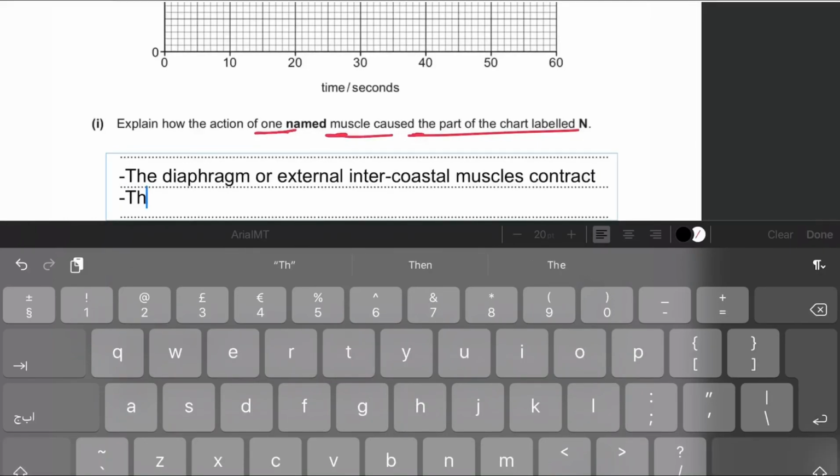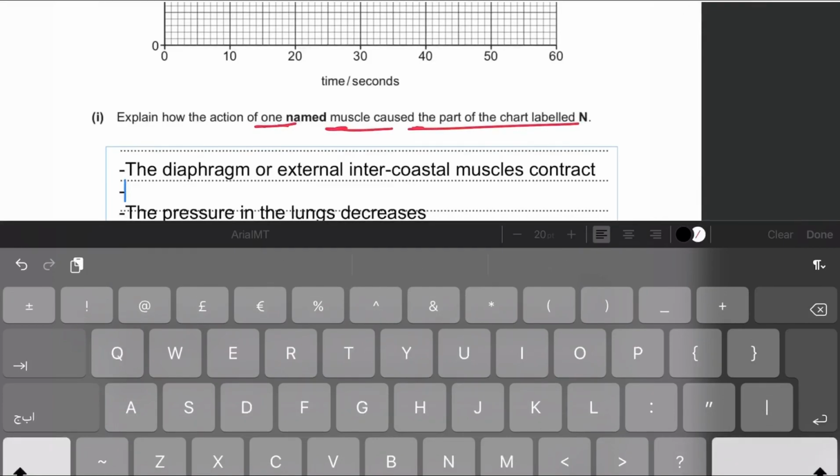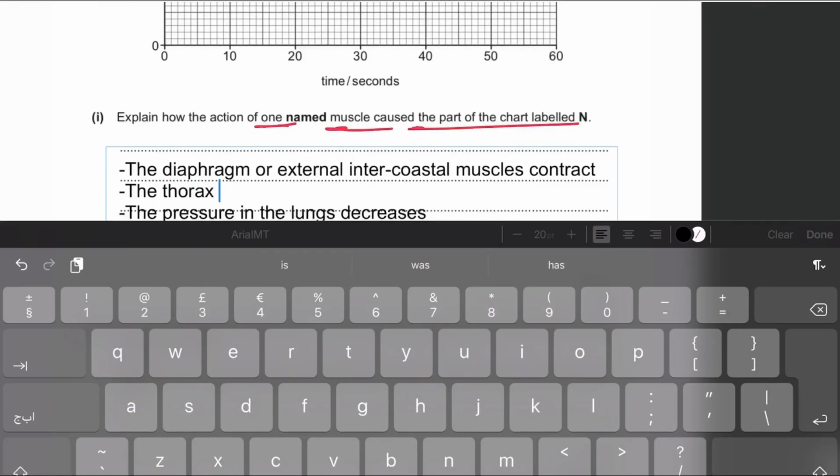This causes the pressure in the lungs to decrease. We all know that when the diaphragm or external intercostal muscles contract, what happens? The chest expands, the thorax expands, right? We can also write that the thorax or chest cavity expands, and when it expands, the pressure in the lungs decreases.